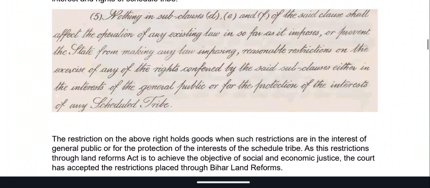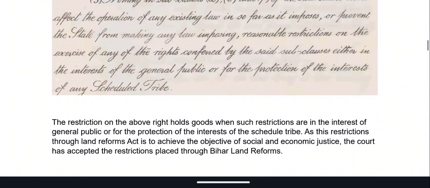So, the argument of the petitioner that the Bihar Land Reform Act is taking away or abridging my fundamental right under Article 19 is not acceptable, because here the Constitution itself is permitting that your fundamental right under Article 19 subclause F can be restricted in the interest of the general public, to achieve something on a larger scale, something which is very much required for the general public. I can put some restrictions on your fundamental right, is what is categorically coming through Article 19.5. So that is why this argument is not acceptable.